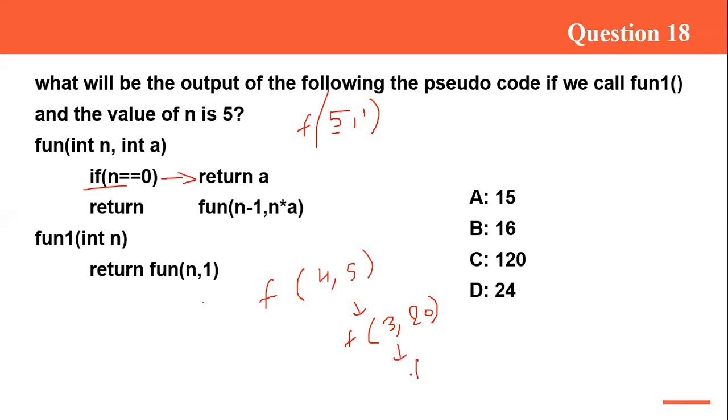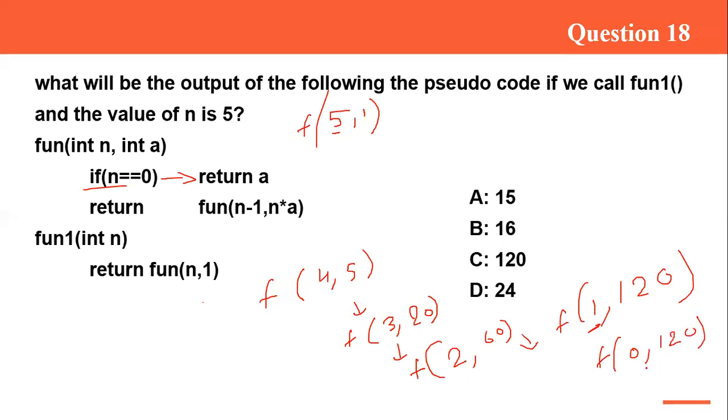And then what? F of 3 minus 1 is 2, comma 3 into 20, which is 60. Okay. Then again, is 2 equal to 0? No. That means f of 2 minus 1 means 1, comma 2 into 60 is 120. Now again it checks, 1 equal to 0. Is it true? No. It will call f of 1 minus 1, 0, comma 120 into 1 is 120.